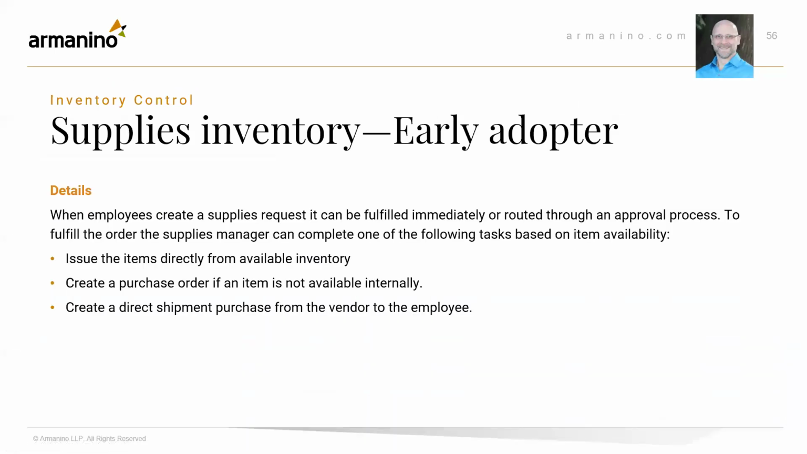When an employee creates the supplies request, it can be fulfilled immediately or routed through an approval process. To fulfill the order, the supplies manager completes one of the following tasks based on item availability. Issue the items directly from available inventory. That's pretty cool. Create a purchase order if an item is not available internally. Or create a direct shipment purchase from the vendor to the employee.